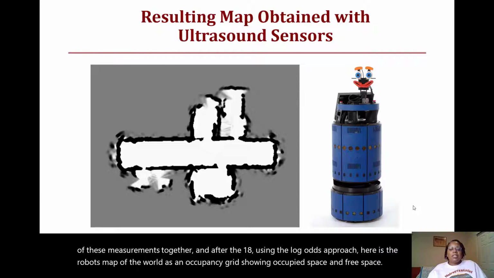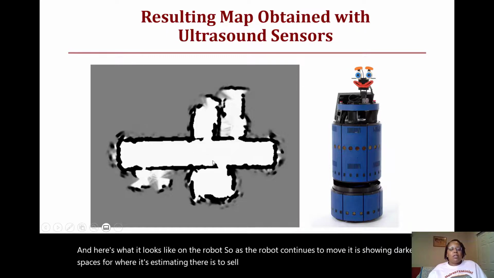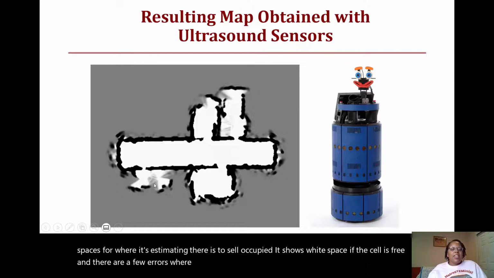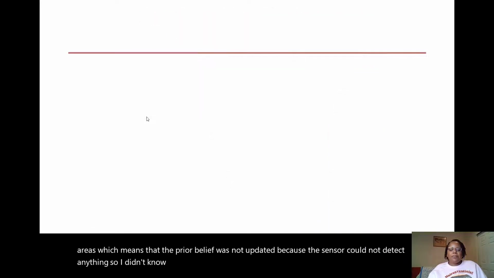And here's what it looks like on the robot. So as the robot continues to move, it is showing darker spaces for where it's estimating there is a cell occupied. It shows white space if the cell is free. And there are a few areas where it goes through some walls here. And then there's some gray areas, which means that the prior belief was not updated because the sensor could not detect anything. So it didn't know if something was occupied or not.